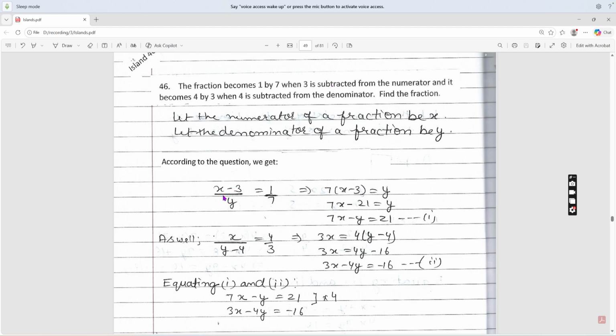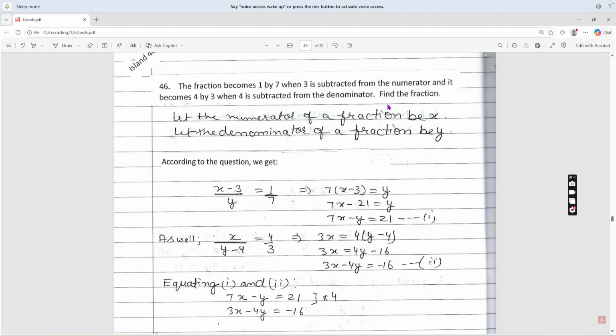For example, here we can see it is clearly mentioned the fraction becomes 1 by 7, means 1 upon 7, when 3 is subtracted from the numerator. So what we are going to do, we are going to subtract 3 from the numerator. We get new numerator as x minus 3. But the question is silent about the denominator. So we are going to copy paste the denominator same, which is original, as we have let it here. Let the denominator of a fraction be y. Let the numerator of a fraction be x. So first equation we are getting from this.